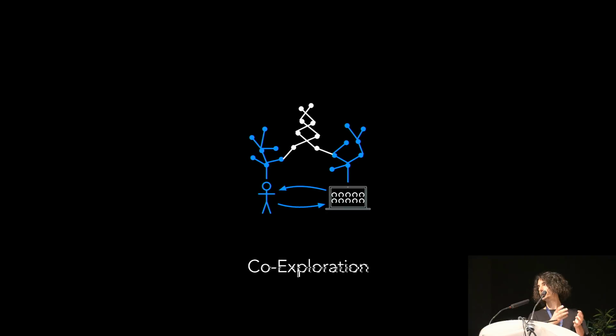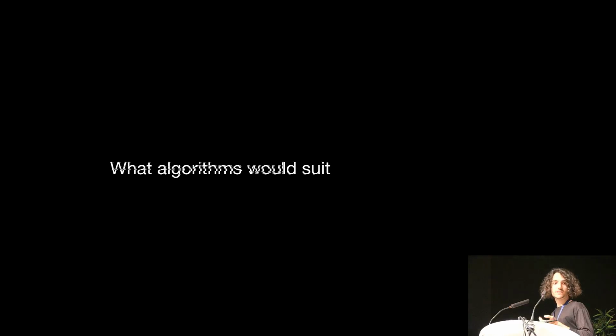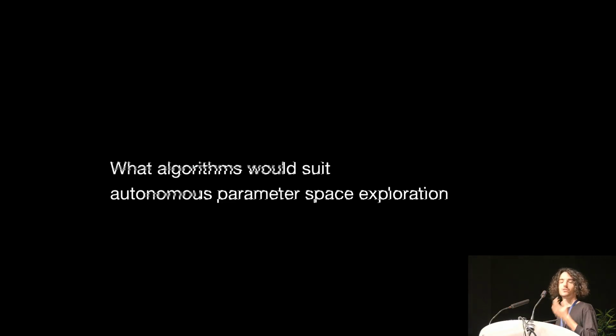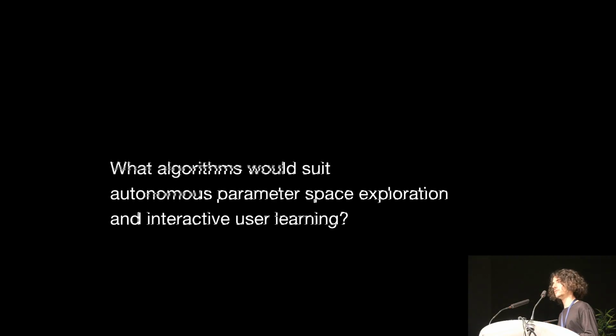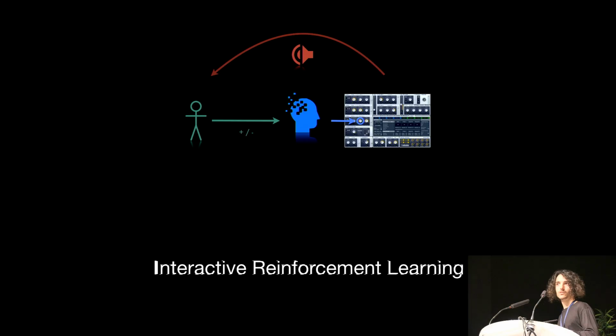It's different from recommender system approaches, because here we don't have any hypothesis on the consistency of the user, because he or she is maybe exploring. So of course, what algorithm will suit such autonomous parameter space exploration and interactive user learning? We decided to focus on reinforcement learning, but on an interactive reinforcement learning paradigm.